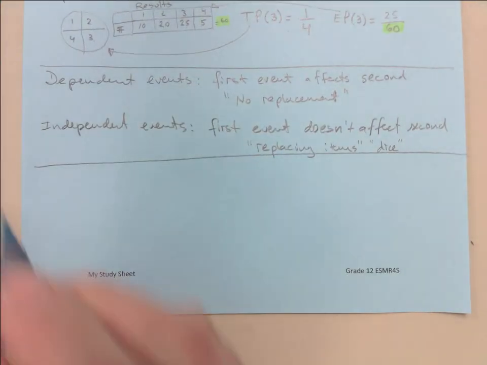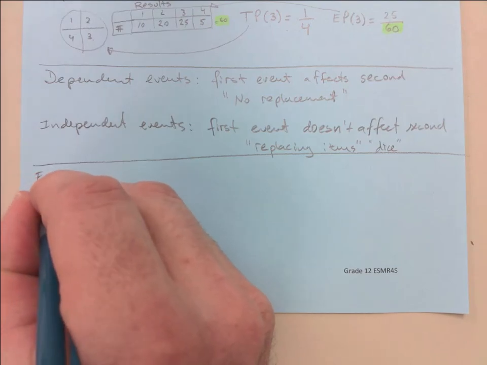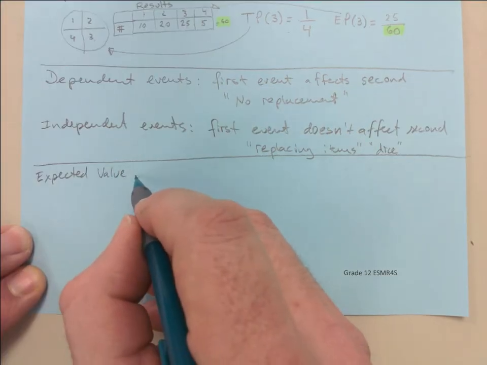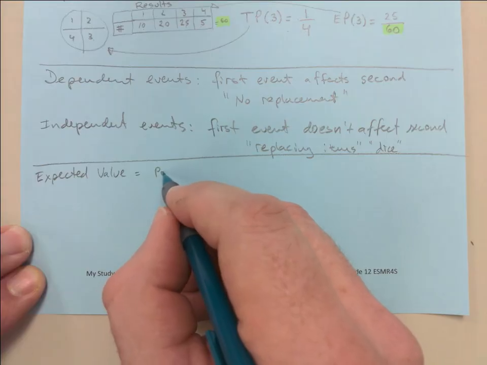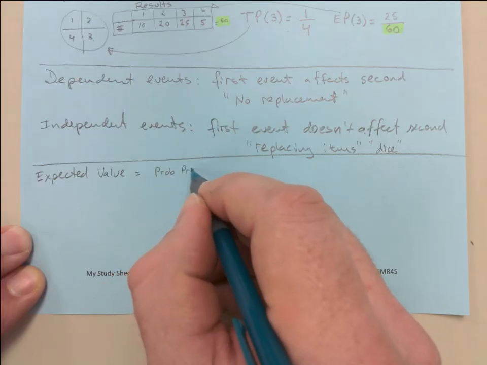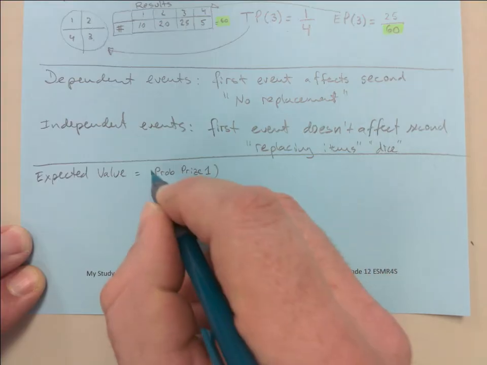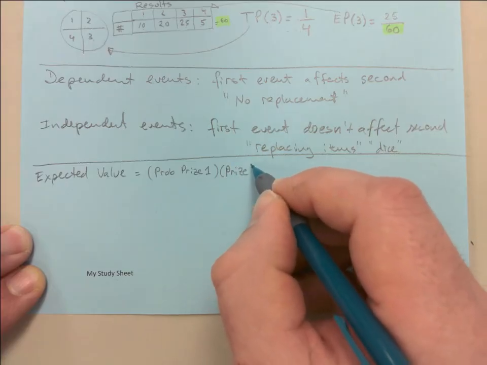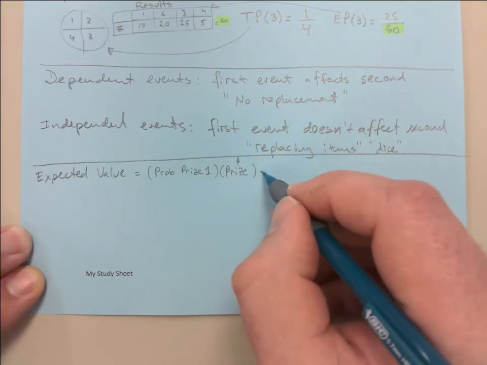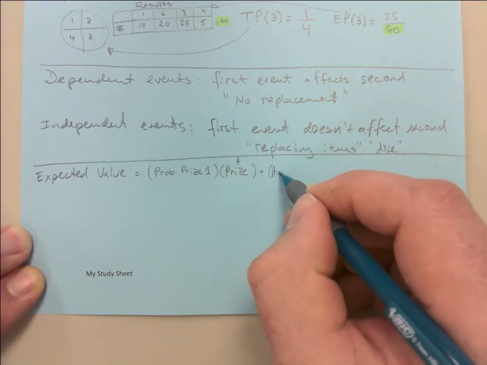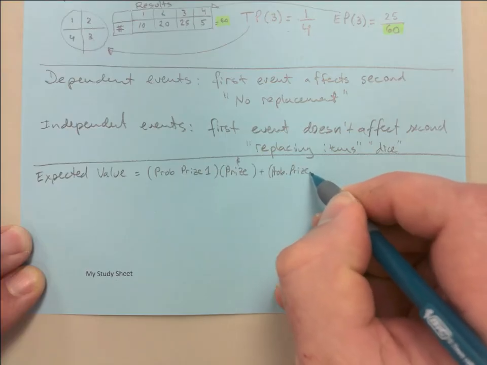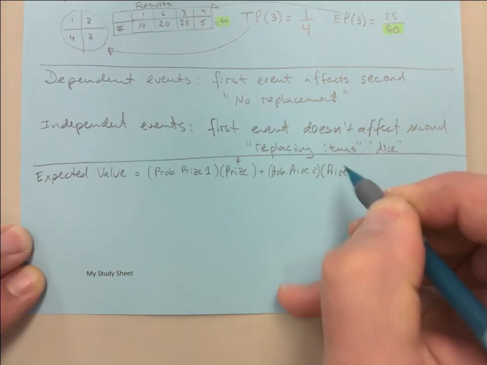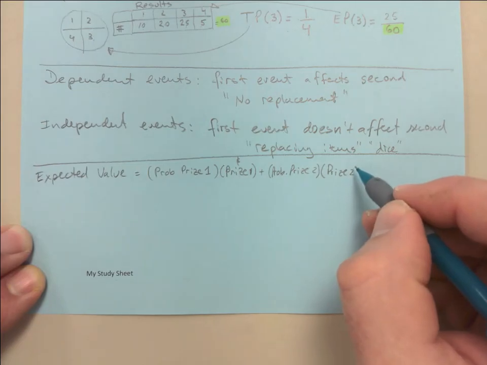And the next one is expected value. This one, you need to have the formula. So this is probability of prize 1 times the first prize. Usually a dollar amount, plus probability of winning a second prize times that prize. I should go 1 here. I should go 2 there.